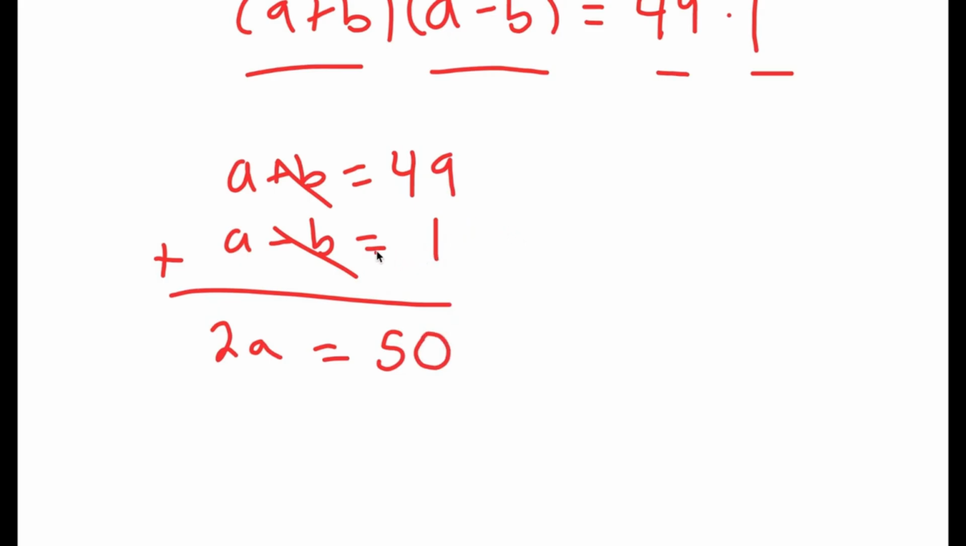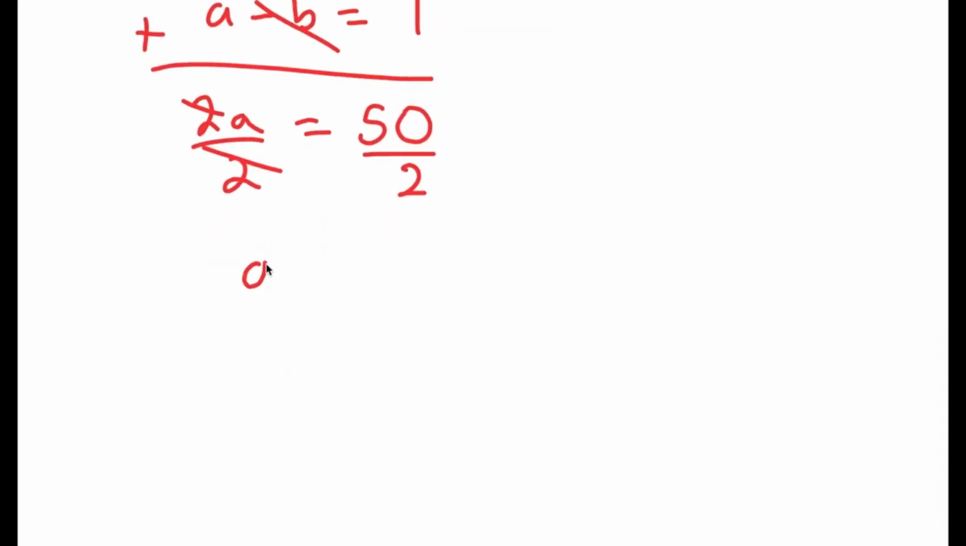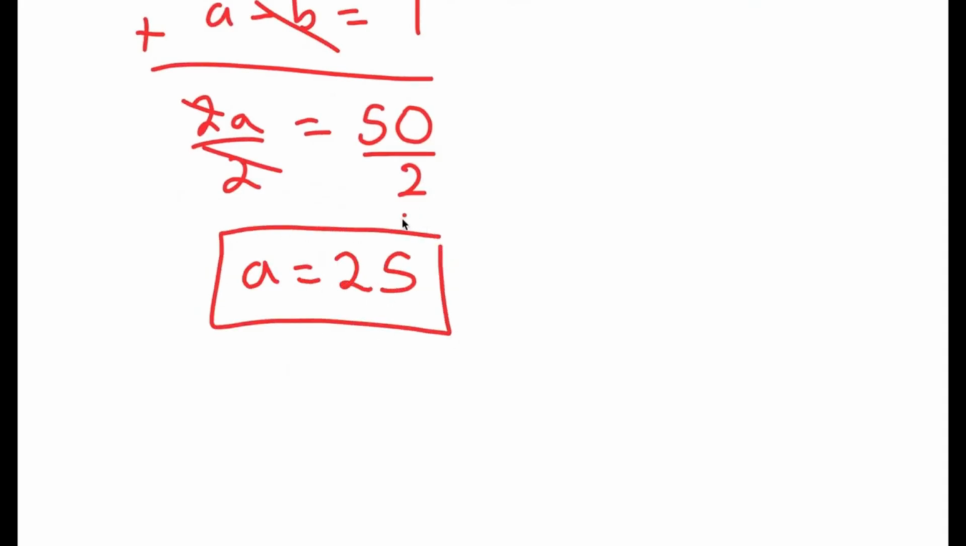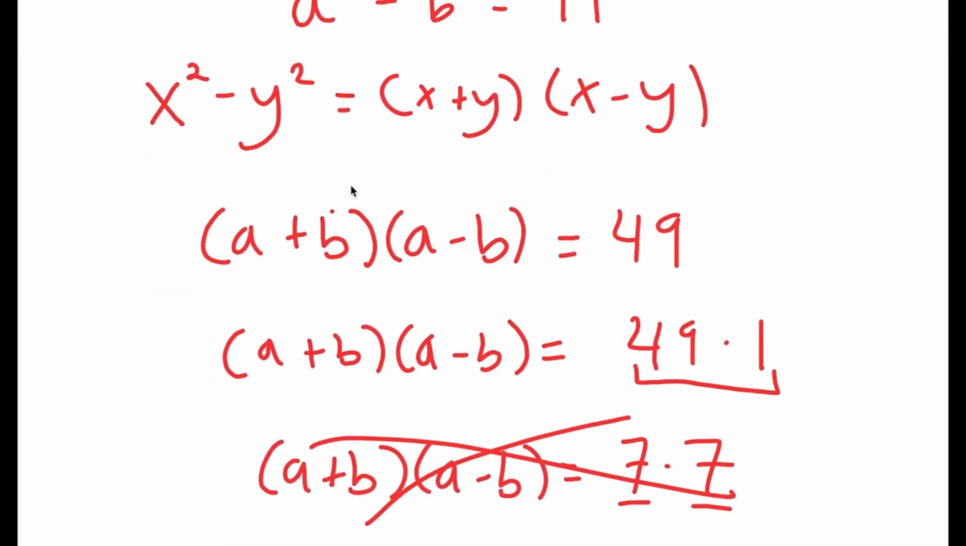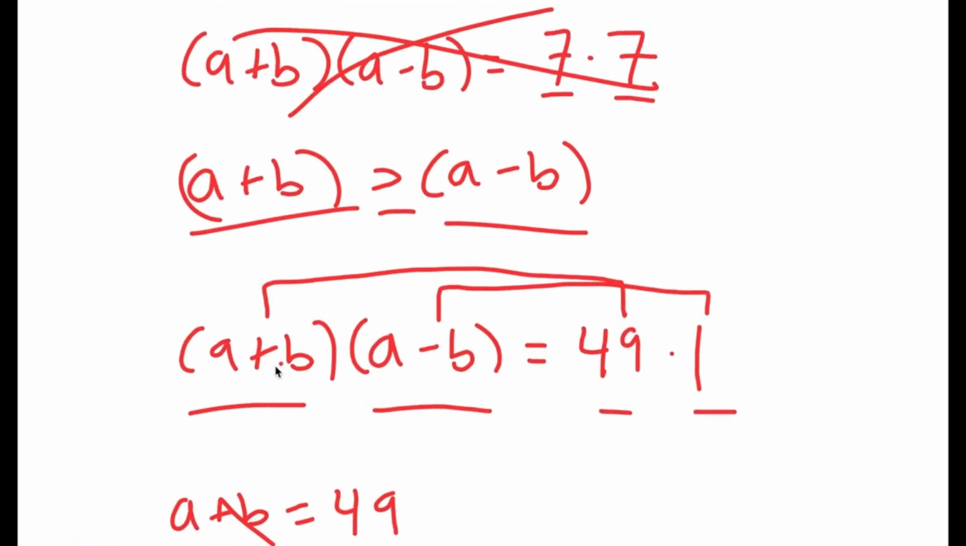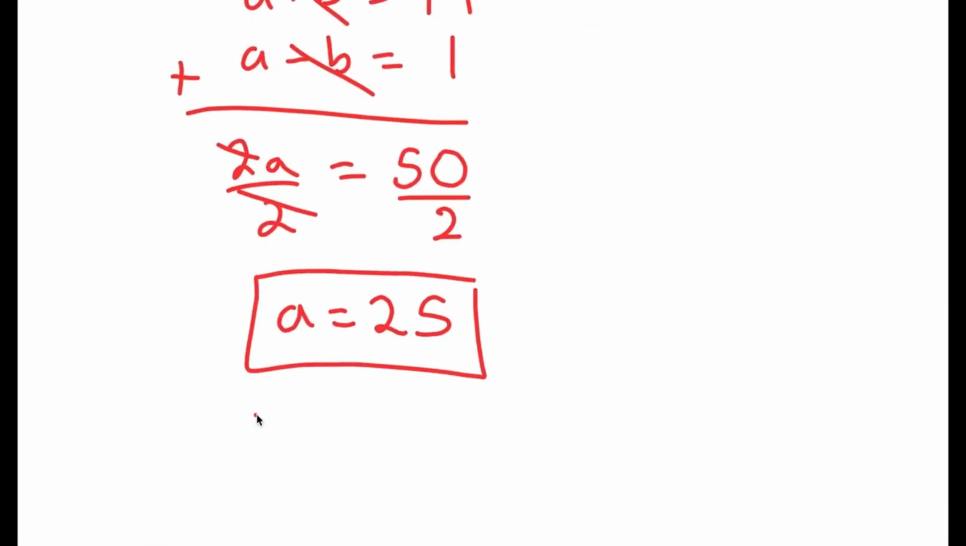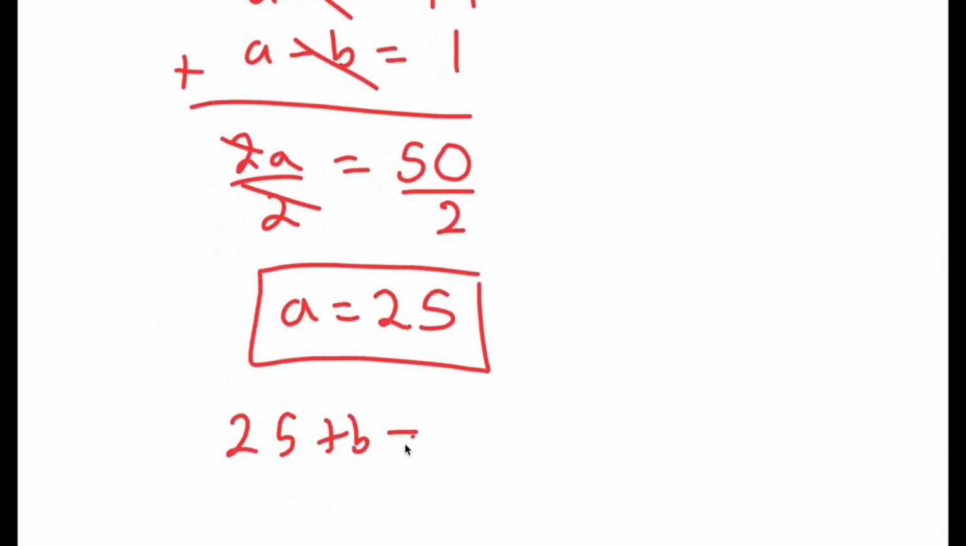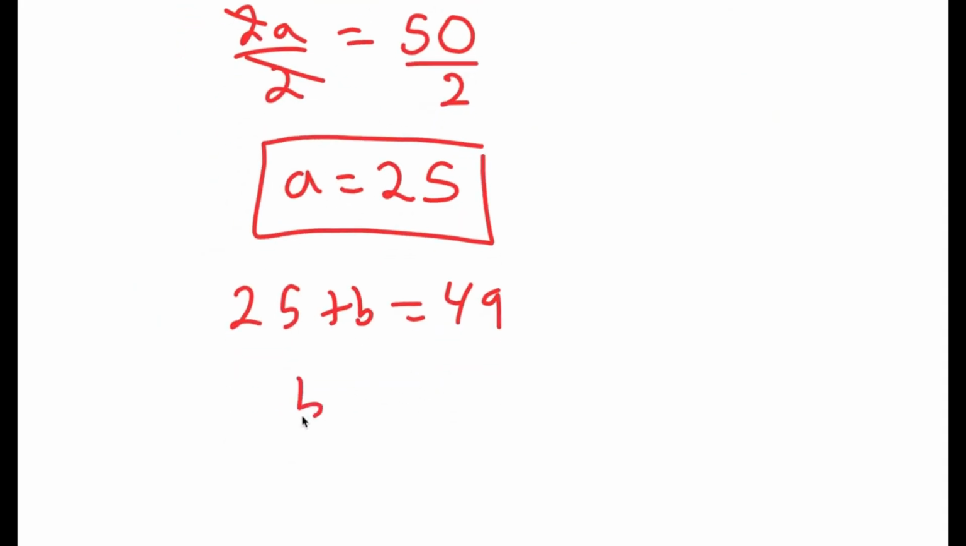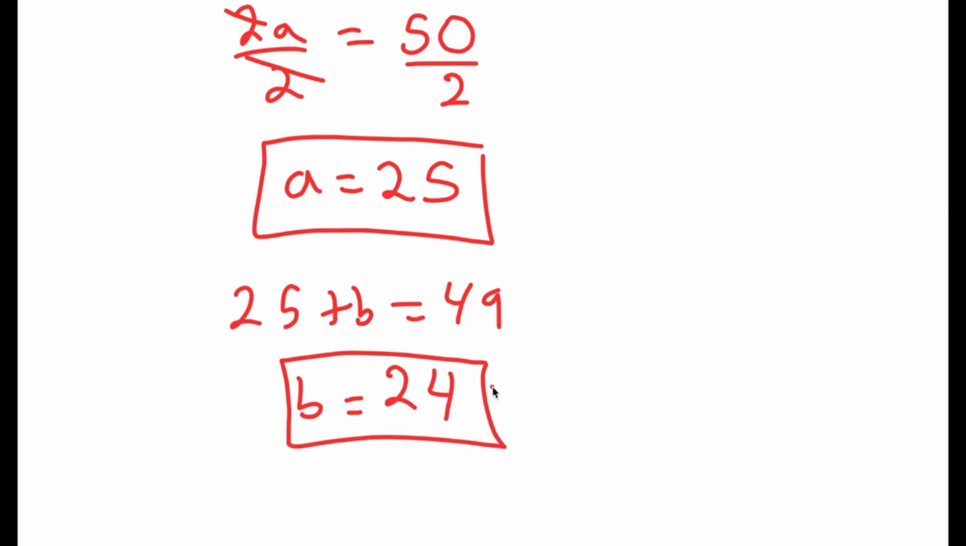So I get that 2a is equal to 50, and if I divide both sides by 2, these two cancel out, and I get a is equal to 25. Now that we know that a is equal to 25, remember how we said that a plus b is equal to 49. So this means that 25 plus b is equal to 49, and b is equal to 49 minus 25, which is 24. So a equals 25 and b equals 24.